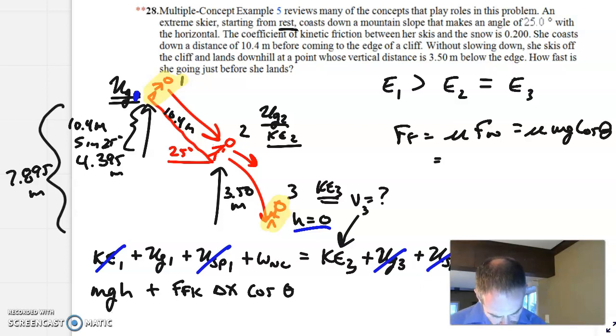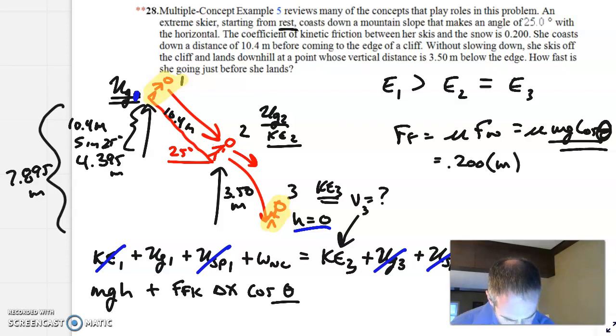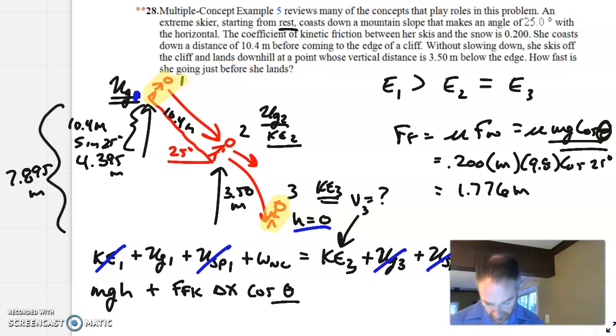Okay. Now, careful, we got 2 thetas here. When we do normal on an incline, that theta refers to the angle at the bottom of the incline. Versus the cosine of theta in a work equation refers to the angle between the tails, which is going to be different here. Coefficient is going to be 0.2. I don't know the m, 9.8 for the little g, and cosine of 25 degrees. All this is going to come out to an expression for m, which is 1.776 m. There we go.